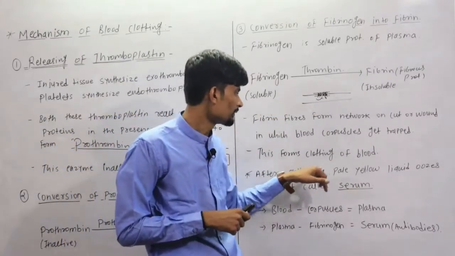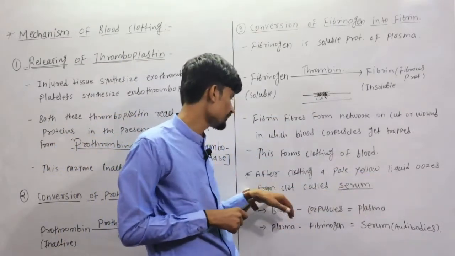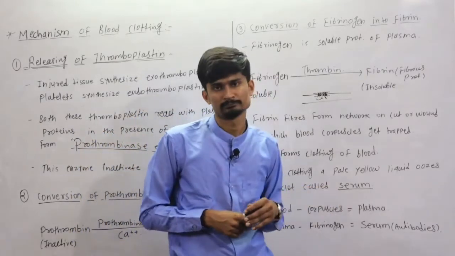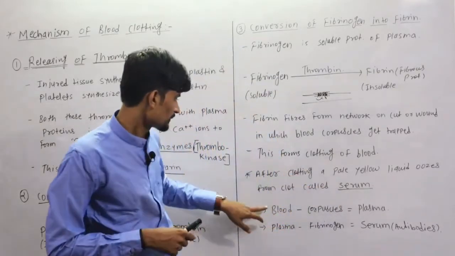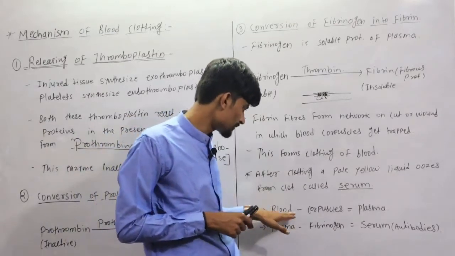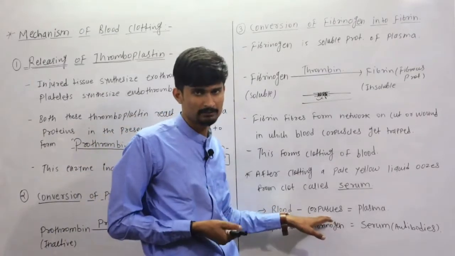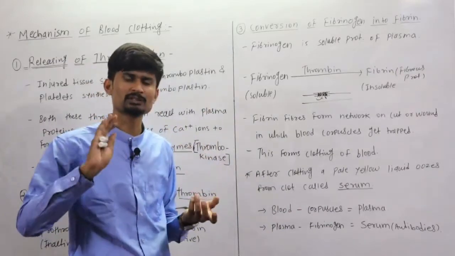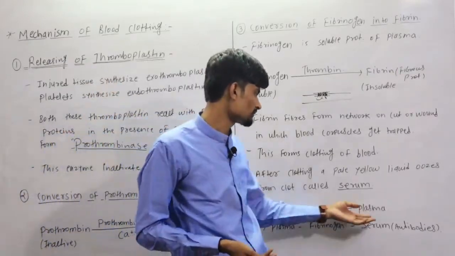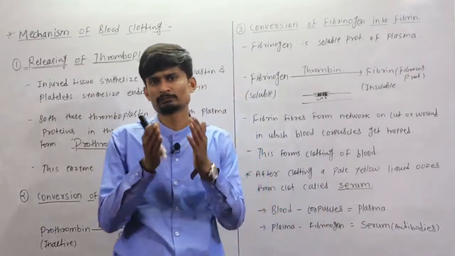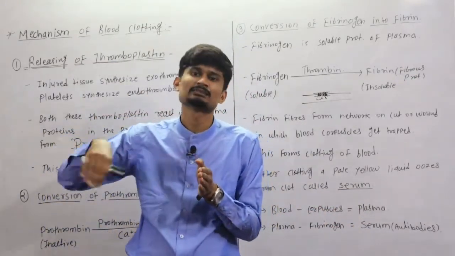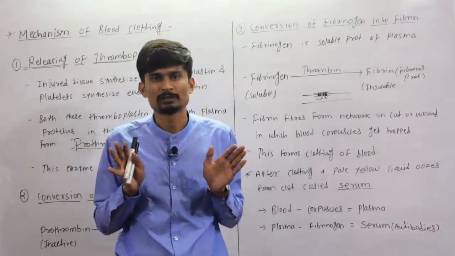After clotting, a pale yellow liquid oozes from the clot. That is called serum. Now there are two terms: blood minus corpuscles, meaning cells. If we take blood and remove the cells, that is RBC, WBC and platelets, such a structure will be the plasma. You know that blood is made up of plasma and corpuscles, that is the cells. If we remove the cells, the remaining part is only the plasma.